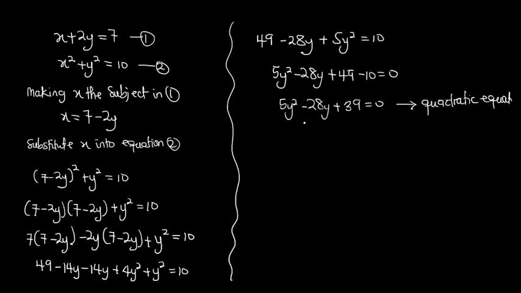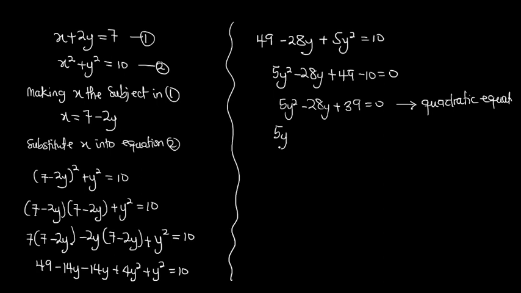of y. To solve a quadratic equation, you use the coefficient of the y squared term over here, which is 5, to multiply the constant. So 5 multiplied by 39 will give me 195. Now, which two numbers will I multiply to get 195 but add to get negative 28? So negative 15 and negative 13 will do that. Negative 15 multiplied by negative 13 will give me 195, but if I add them, it will give me negative 28. So I'm going to use that.